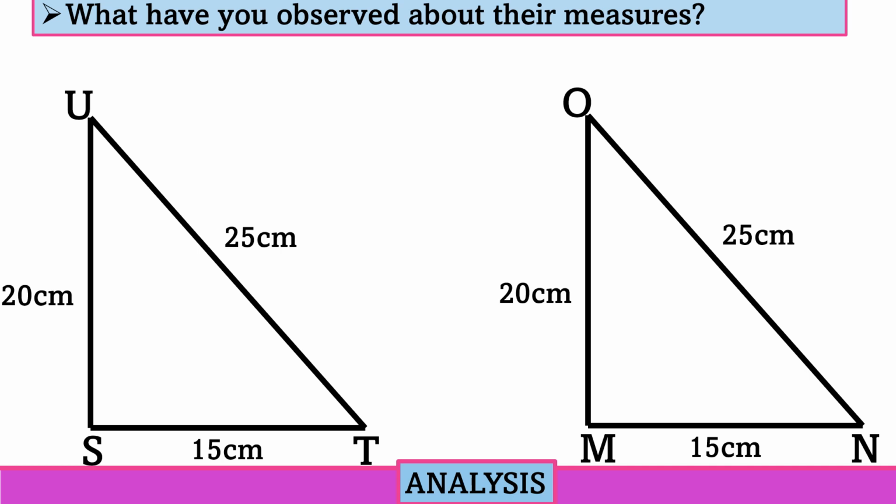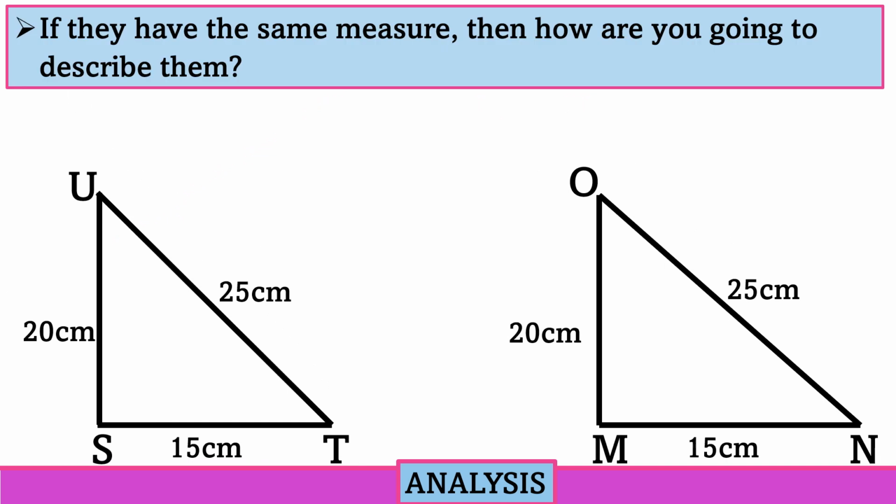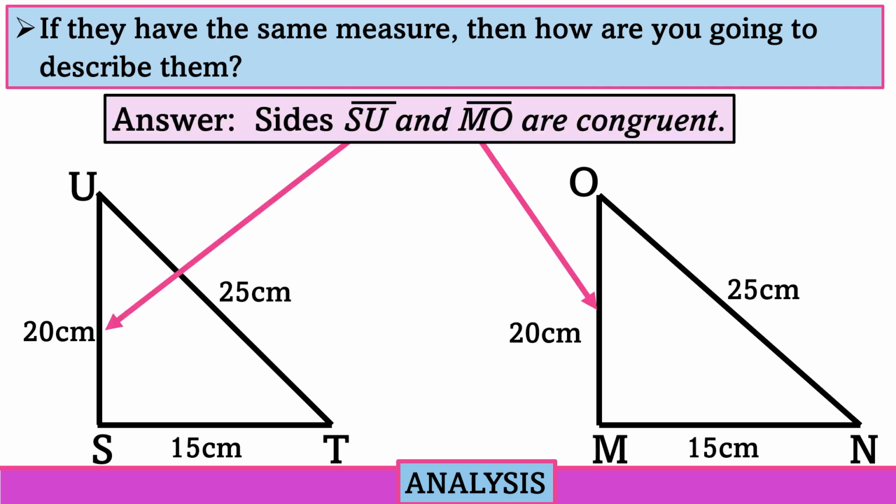So what have you observed about their measures? Okay, so sides SU and MO have the same measure. They have 20 centimeters measurement. Now, if they have the same measure, then how are you going to describe them? Okay, so sides SU and MO are congruent sides. Since they have the same measure, they are said to be congruent sides.